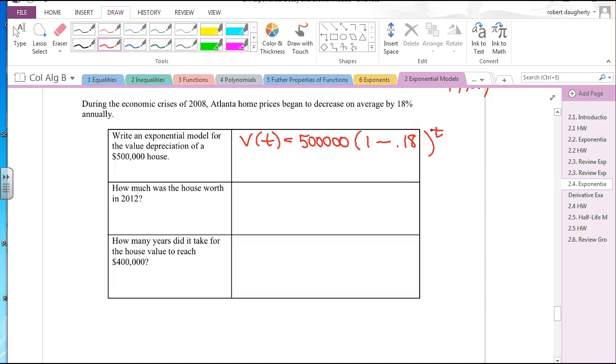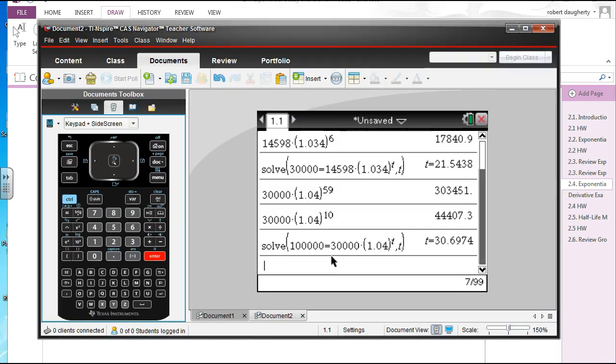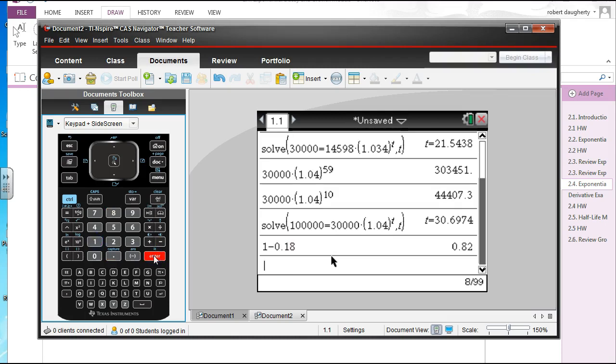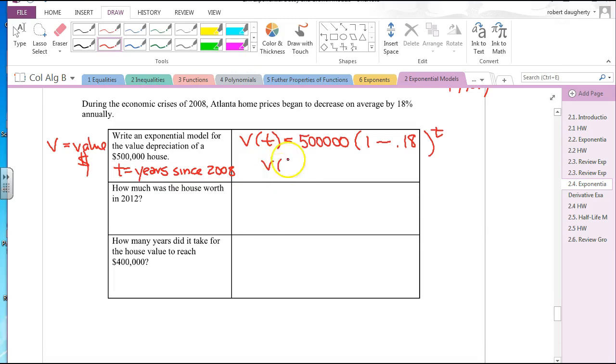to the t. Okay, and what does t represent in this problem? Years what? Yeah, years since 2008. And V is equal to my value in dollars. Okay. So according to this model, here I can simplify this, 1 minus 0.18, or I could leave it like that. So 1 minus 0.18 is 0.82. So I could rewrite this as V of t equals 500,000 times 0.82 to the t. You don't have to do this on your calculator. Either one of them, you can plug in either one. You're going to be fine. It doesn't really matter.